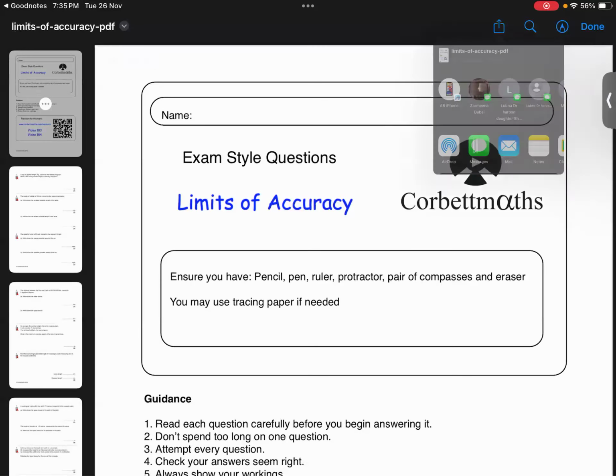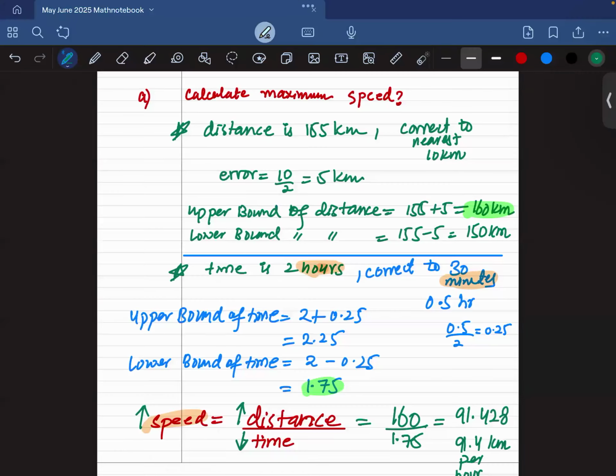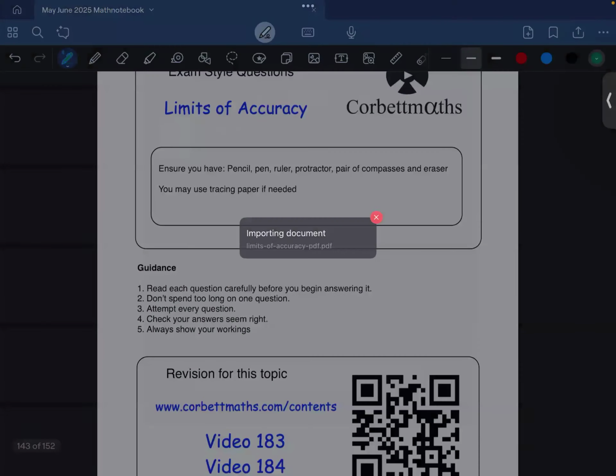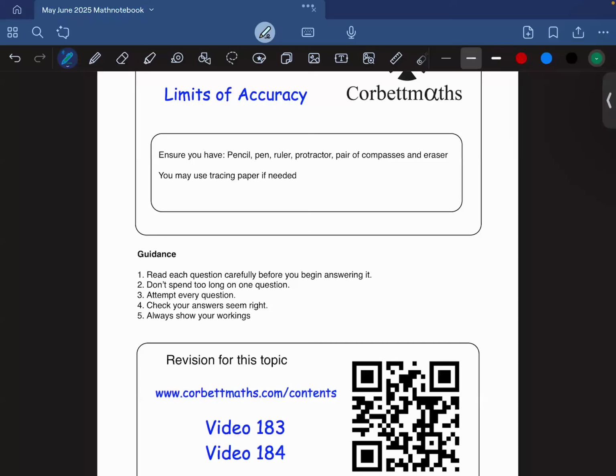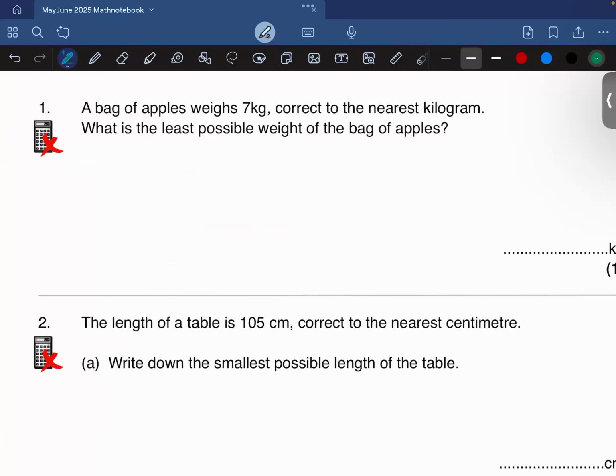All right, so let's open this in notes. Import to current document. All right, everybody, so please pay attention and tell me what is the answer. Calculator is not allowed. So a bag of apples weighs 7 kgs. Correct to the nearest kg, nearest kilogram. Nearest kilogram means 1 kg. So 1 kg divided by 2 means 0.5 kg.